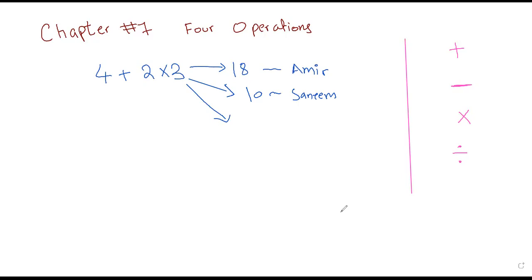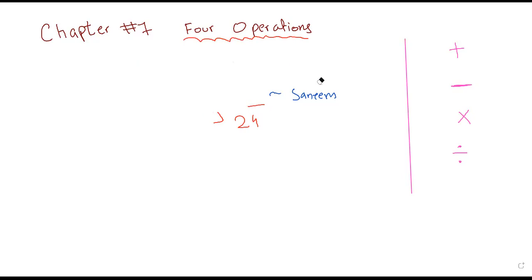Okay, so let's talk about this. Now, why did this happen that Amir got 18 and Saneem got 10 and I am getting 24? Why are we getting three different answers? Because these four operations are to be followed using a rule. That rule can be named in different ways, but as Amir said, the mass rule, but we are going to talk about this way. BODMAS.